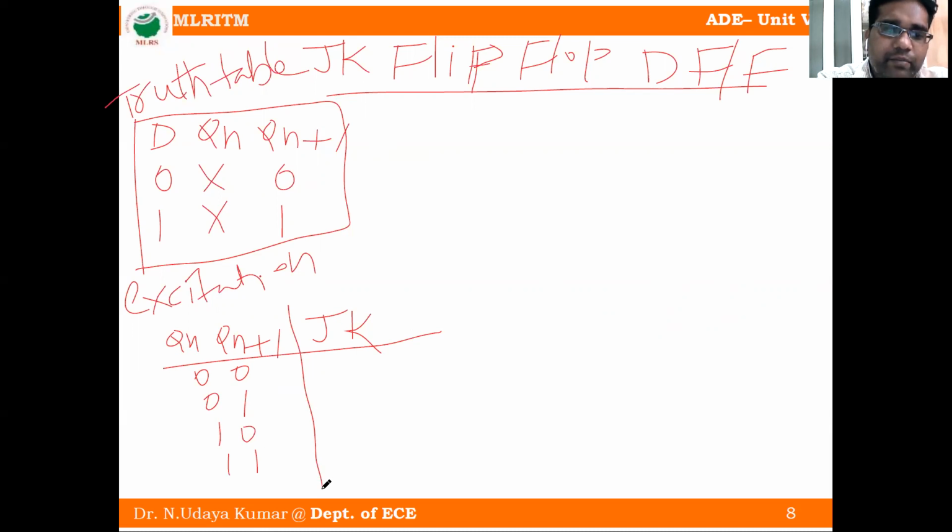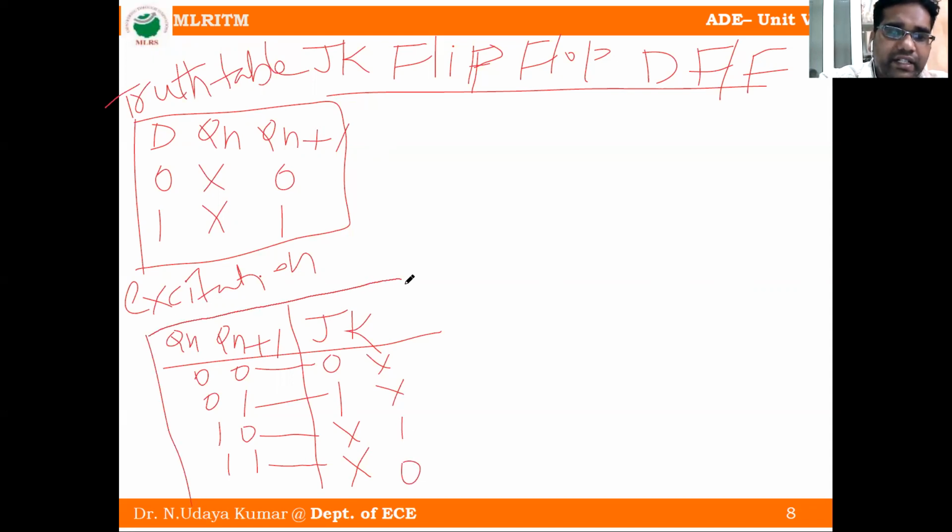Now, how to remember the excitation table: 0 is as it is and 1 is as it is, and the 0 here is don't care and this one is don't care. So this is a reverse here. Here don't care, 1, 0. So this is the excitation table for the JK flip-flop.